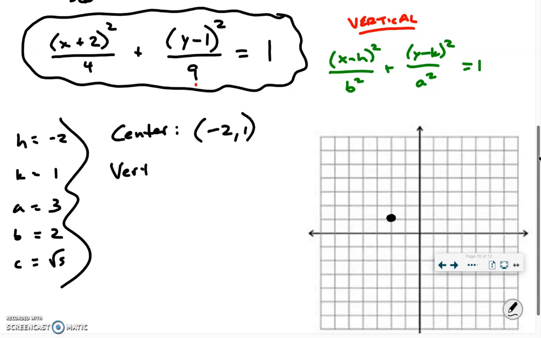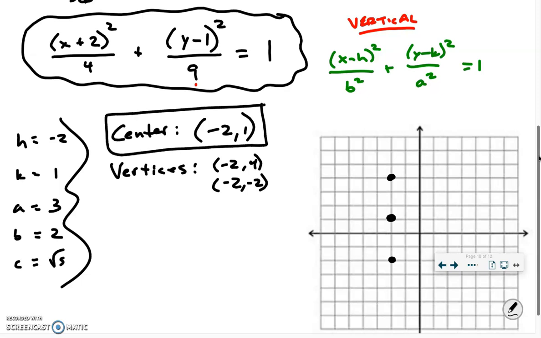That's already been plotted. My vertices, again, remembering, of course, that this is vertical, so now we need to move a units above and below center. So I'm going to go up 3 units, up 1, 2, 3. I'm going to go down 3 units, down 1, 2, 3. So my vertices are now located at (-2, 4) and (-2, -2). So boxing these up, we have the center, we have the vertices.